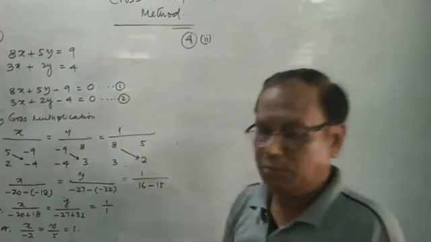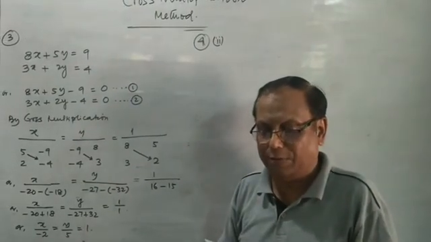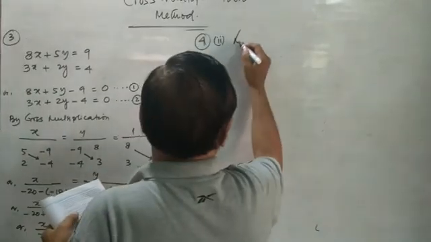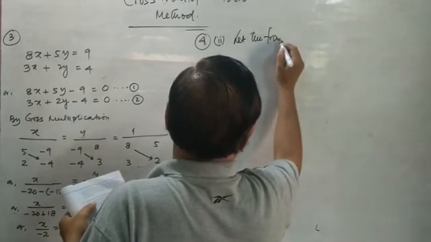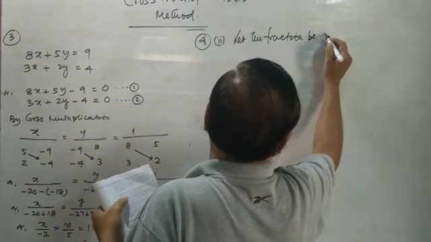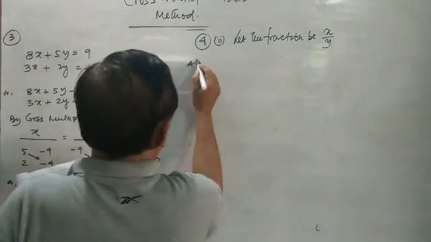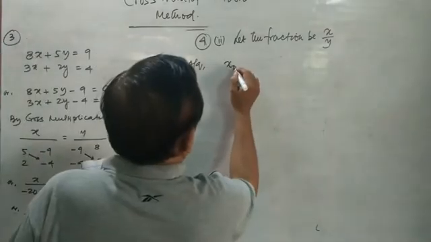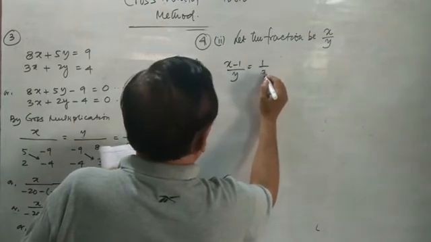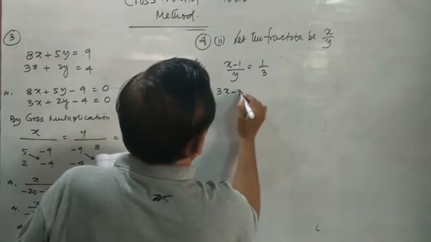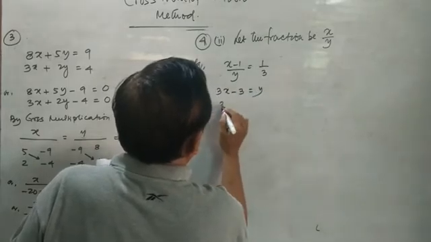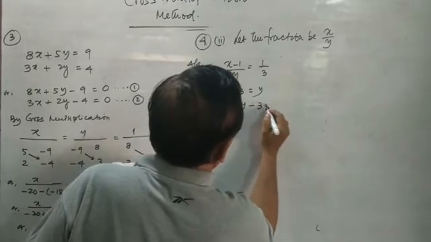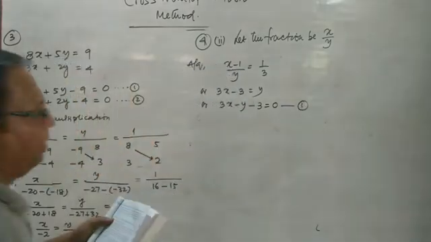Question says a fraction becomes 1 by 3 if 1 is subtracted from the numerator, and it becomes 1 by 4 if 8 is added to the denominator. Find the fraction. Let the fraction be x by y. According to the question, the fraction becomes 1 by 3 if 1 is subtracted from the numerator. X minus 1 by y is equal to 1 by 3, or 3x minus 3 is equal to y, or 3x minus y minus 3 equals to 0. Call it as equation number 1.